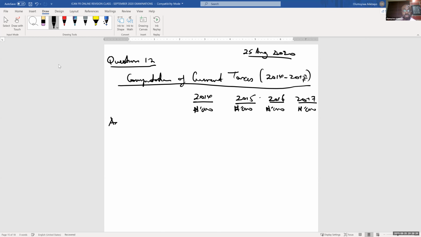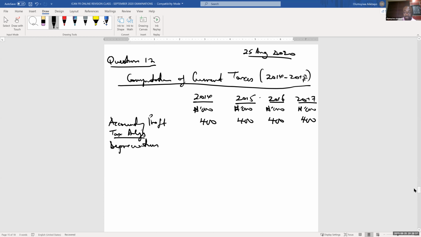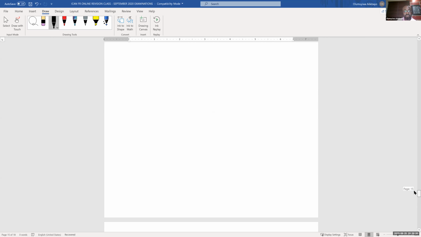Now, we said in computing our current taxes, we start with our accounting profits. And the question says our accounting profit has been fairly stable at an average sum of 400,000 naira. Now, we need to carry out tax adjustments. But of all of the adjustments required, the only one we have information about is adding back depreciation. And remember, we did a little analysis here, which we are going to repeat.